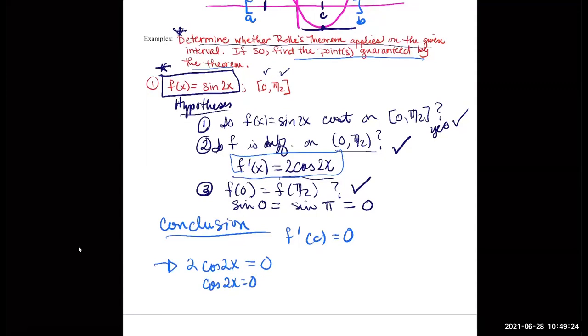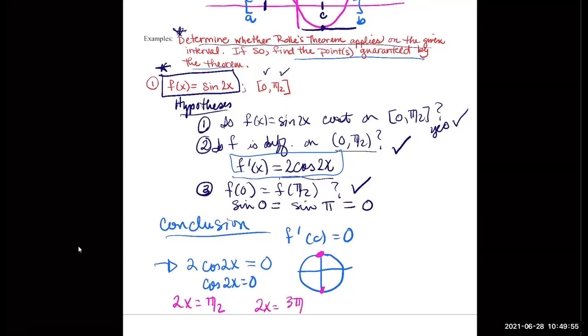So now I'm thinking about my unit circle, right? Cosine of something equals 0. Help me out. Where is cosine equal to 0? Cosine of what equals 0? Yeah, pi over 2. Good. Someone said 3 pi over 2. Good. So that means 2x could be pi over 2. 2x could be 3 pi over 2.